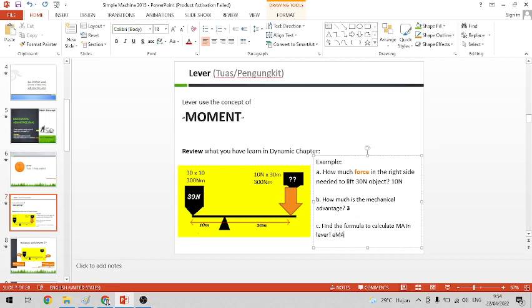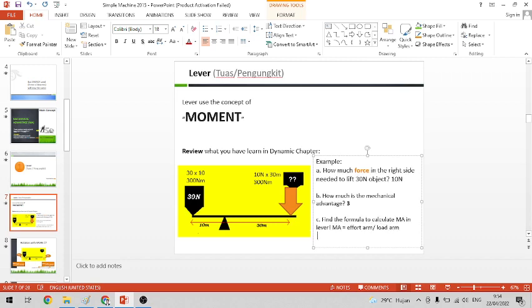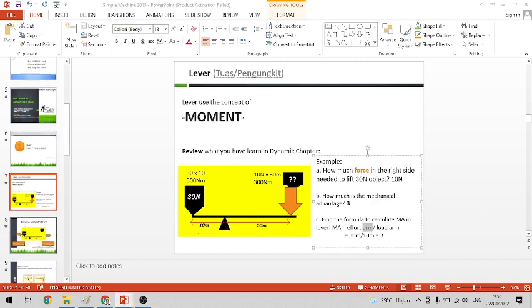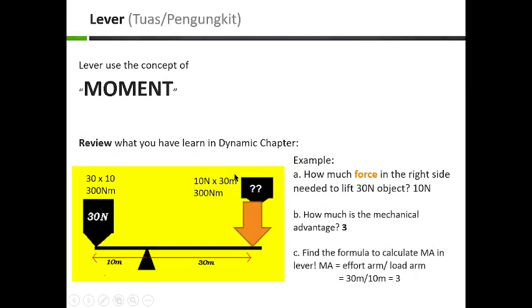So in the lever, we can just use the formula effort arm, the distance between the fulcrum and the effort or the force, divided by the load arm. In this question, it is 30 meter divided by 10 meter. We can get the mechanical advantage directly using this formula, effort arm divided by load arm. Arm means the distance from the pivot, the triangle here. Okay, so that's the mechanical advantage.